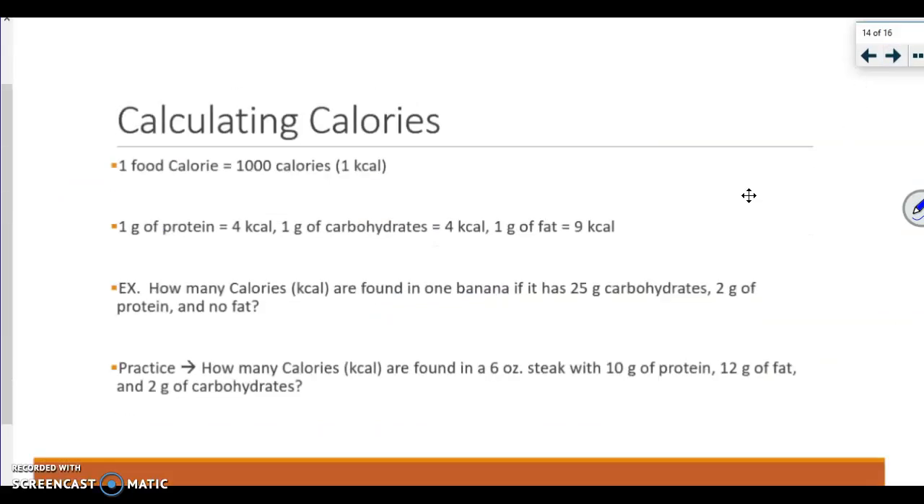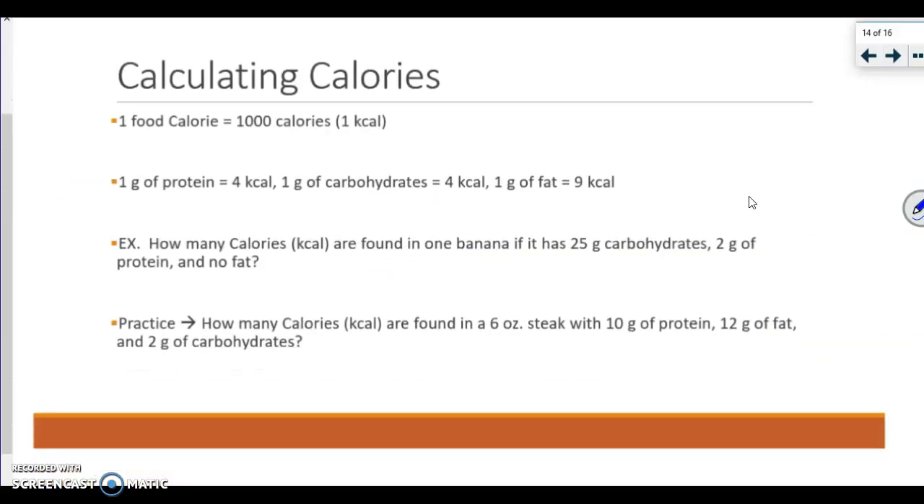Let's calculate some calories, okay? From the previous slide, we wrote down that 1 food calorie is 1,000 calories, so it's 1 kilocalorie. And we have some constant values here, and you can actually use these values to determine if the food products that you're eating are telling you the truth about the calorie count. So for every 1 gram of protein, it's 4 calories. For every 1 gram of carbs, it's also 4. And for every 1 gram of fat, it's 9.